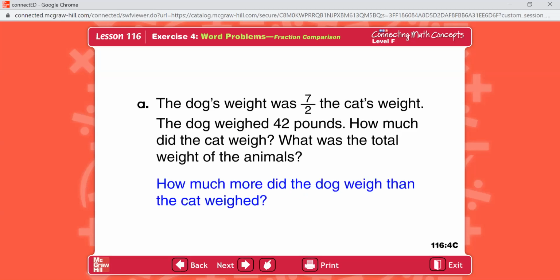Here's a new question. How much more did the dog weigh than the cat weighed? Pause the video now to work the problem. The problem you should work is 42 minus 12. You're subtracting the weights of the animals. 42 minus 12 equals 30 pounds. So the dog weighed 30 pounds more than the cat.